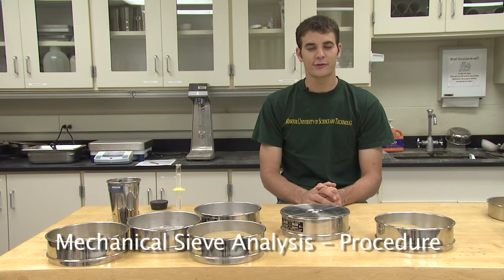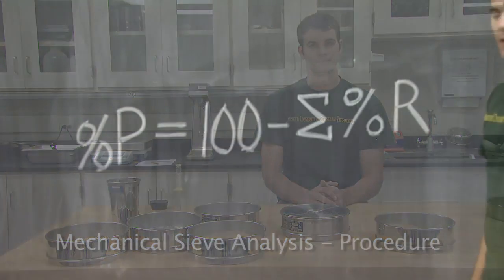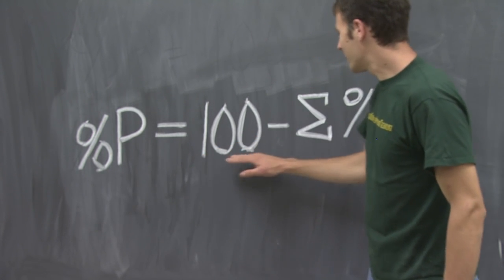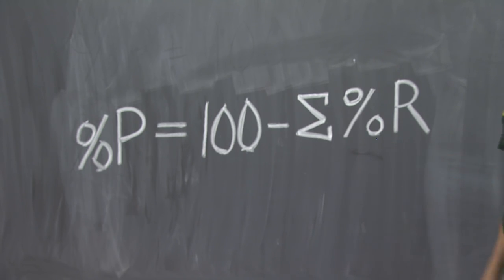Compute the total retained mass by adding the individual masses retained on each sieve and the pan. The total mass should be within plus or minus 2% of the original mass. If there is a greater difference than this, the test must be rerun. The percent passing a specific sieve is 100 minus the summation of all the percent retained on that sieve and the sieves prior to it.